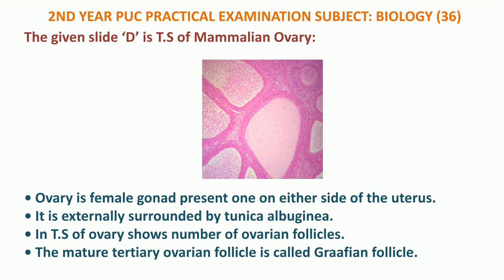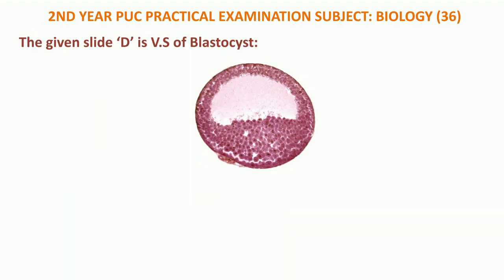In TS of ovary, it shows a number of ovarian follicles. The mature tertiary ovarian follicle is called Graafian follicle. So these points you should mention, but no need to write or draw the diagram. Or if they give this slide, you have to write the identification like this.